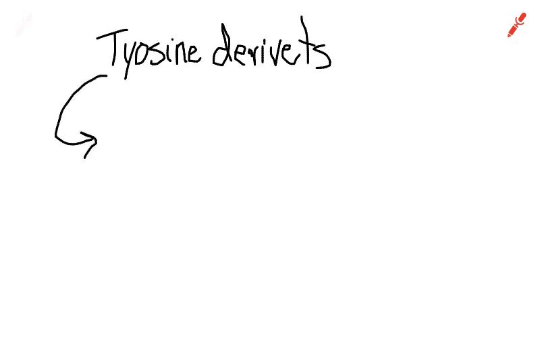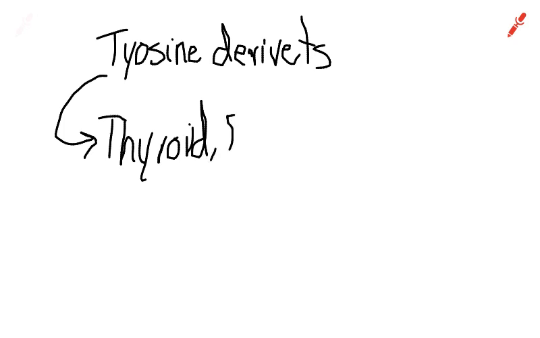Now the tyrosine hormones are thyroid hormone. So it's a very small type of hormone. It's like an exception. Thyroid hormone isn't steroid or peptide, it's a tyrosine hormone. Also epinephrine. Epinephrine is also a tyrosine derivative. So thyroid hormone and epinephrine.